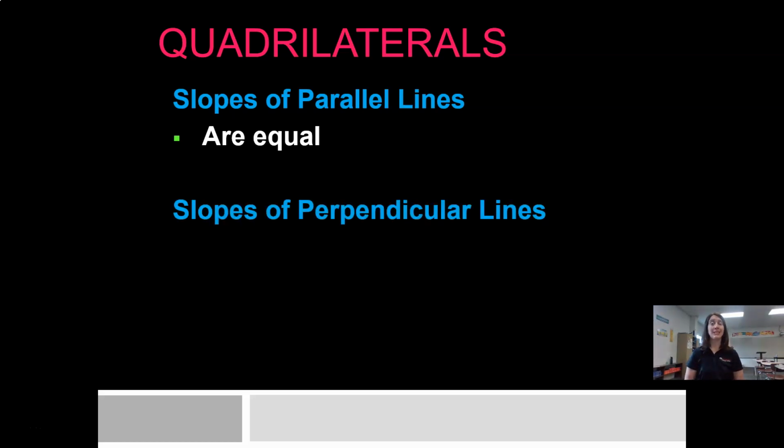What if you're supposed to be determining if lines are perpendicular to each other? What did we learn about slopes of perpendicular lines? They were negative reciprocals or opposite reciprocals. What did that mean? They were negative.